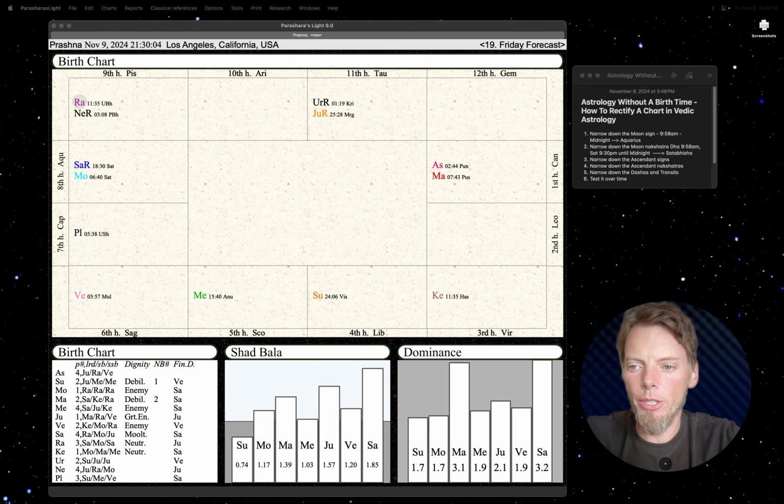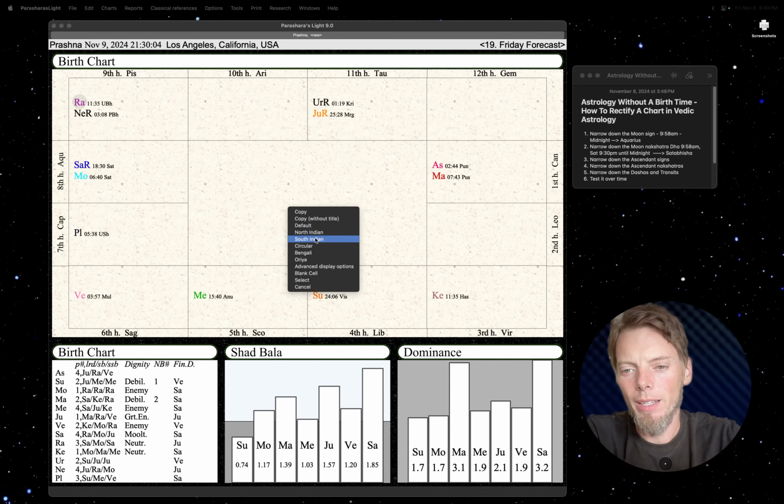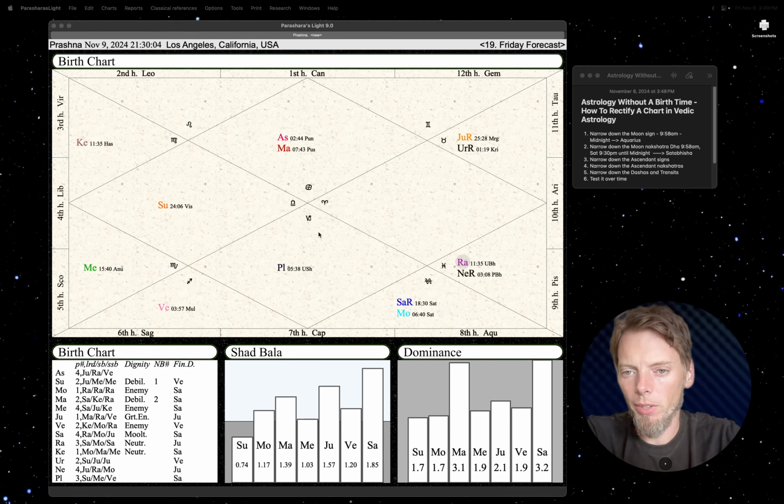Yeah, 9:30 p.m. It starts with the moon in Satabhisha. This helps us quite a bit. It's not always so easy with the ascendant. So I'm going to go to the North Indian chart now. We're going to try to narrow down what the potential ascendant signs are for this chart.